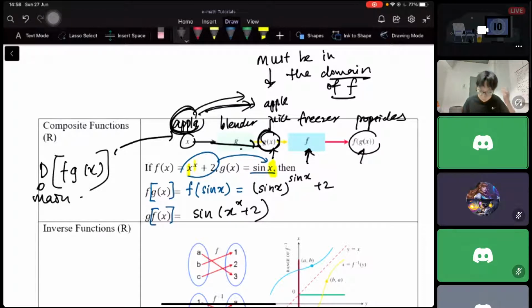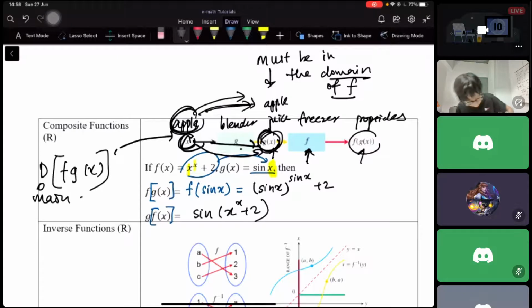The most important thing is you get the idea. You have to make sure that your X will produce an output after the first function, that output is in the domain of the second function, and that X is in the domain of this composite function FGX.